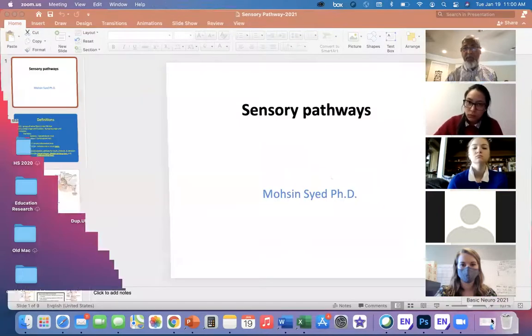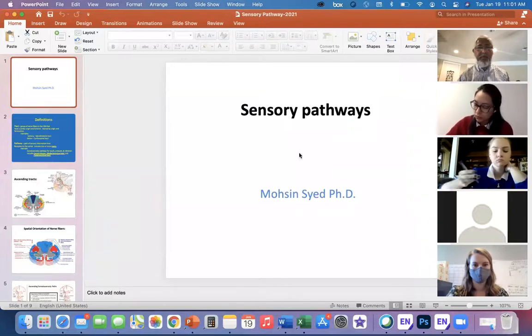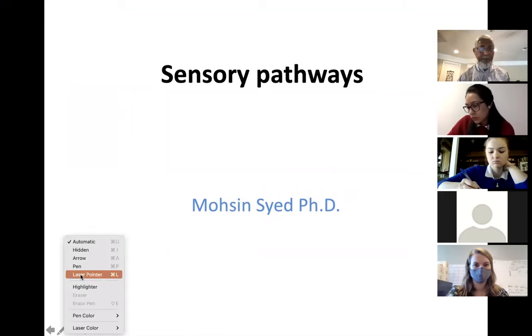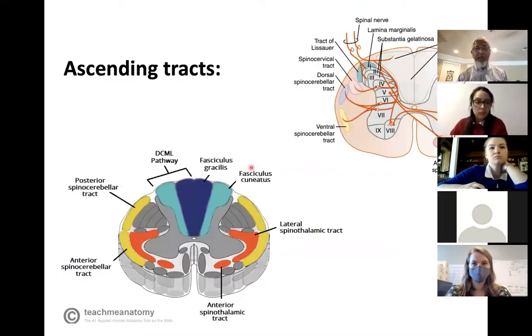Now, let me share my screen. If you guys are okay, I will share my screen and I will show you a few slides where I will talk about how this signal is transmitted. Okay, so I'm sharing my desktop. So here are some definitions. You don't have to worry about them. Now, do you see my pointer? All of you can see? Good.